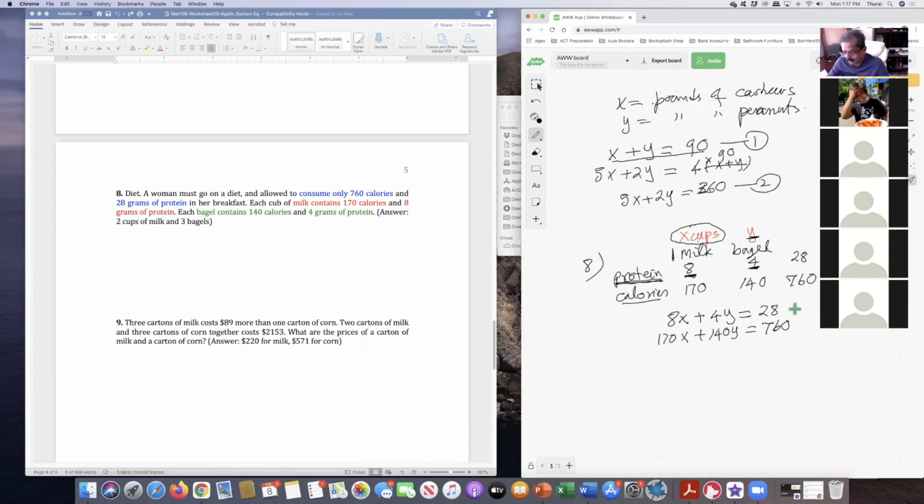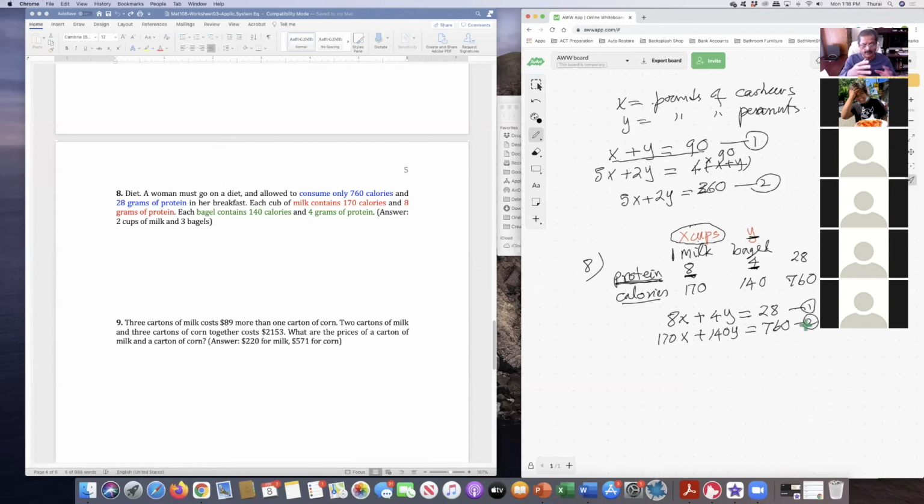760. Right. So now you have set up total protein consumed equal to allowed protein 28, and total calories consumed equal to allowed calories 760. And your equations are done. After that, you can solve. So as you can see, organizing this information in a table is important.